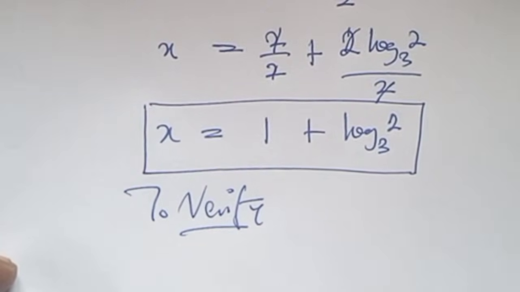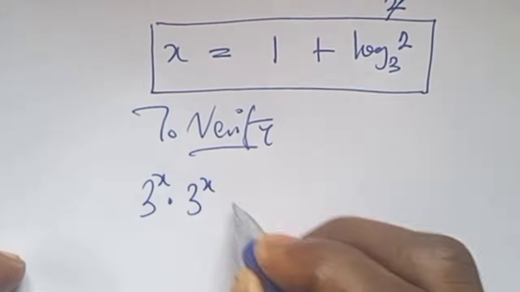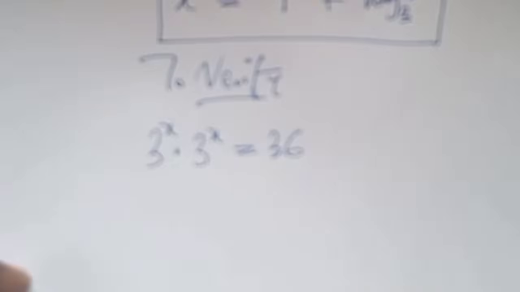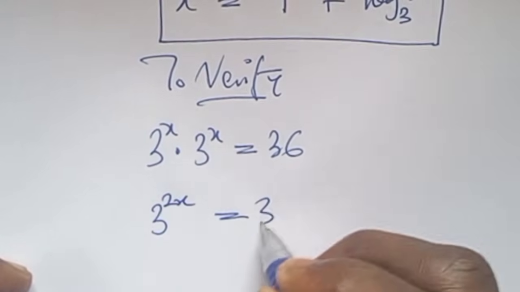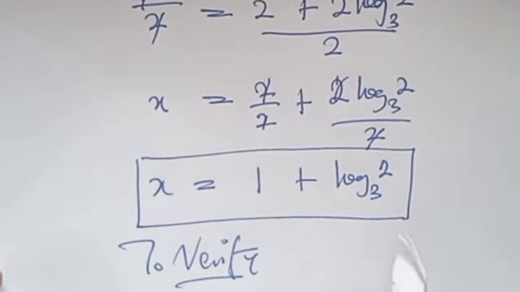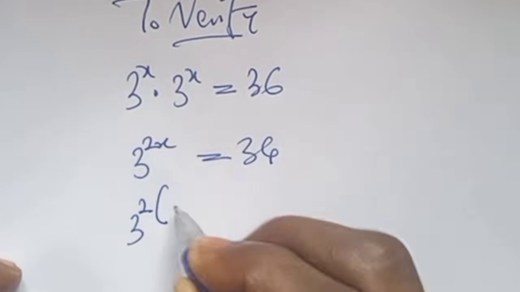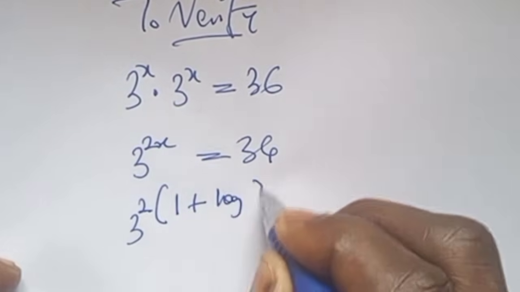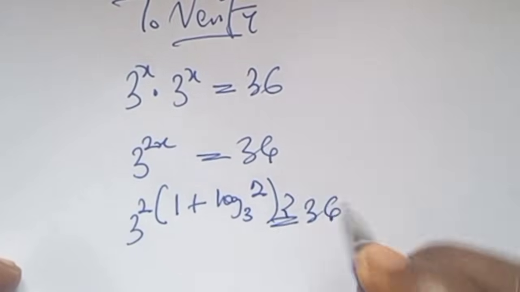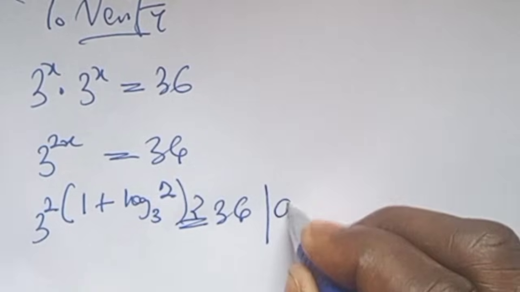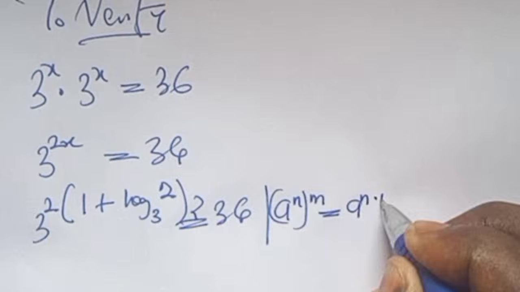To verify this, from the original equation, 3 to the power of x times 3 to the power of x is equal to 36. Here we arrived at 3 to the power of 2x equals 36. And to substitute our value for x, the next line becomes 3 to the power of 2 into 1 plus log 2 base of 3. Can this be equal to 36? But a to the power of n to the power of m is represented as a to the power of n times m.